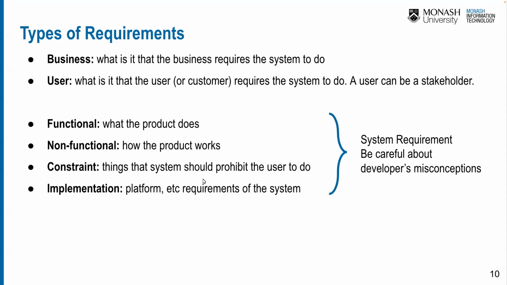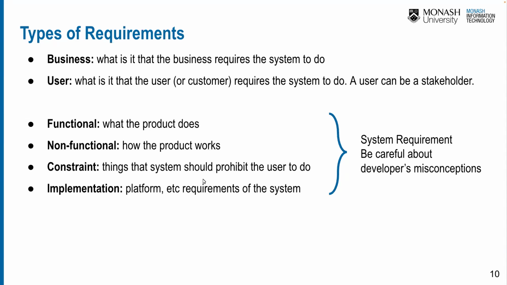There are different types of the requirement. We talk about the business requirement, user requirement, and in terms of the system requirement, there are four types of the requirement. Okay, the first one is a functional requirement. It tells you what the product does. The product should do this. The product should do that. The product should be able to allow the user to log in. The product should allow the user to search for the items in the product catalog, that kind of thing. Okay, that's a functional requirement.